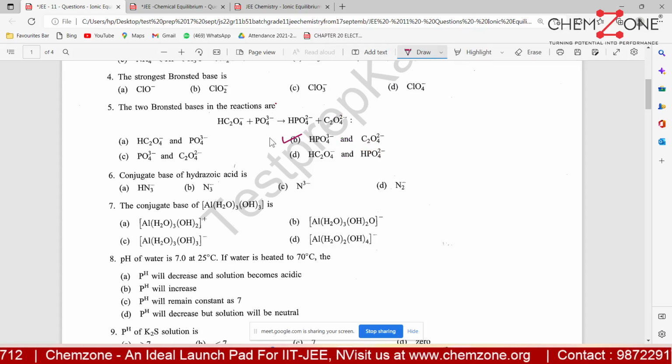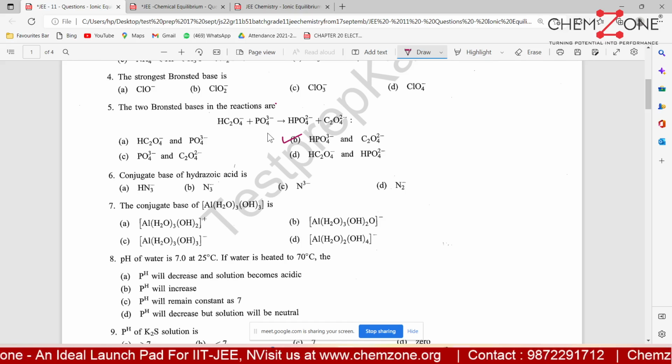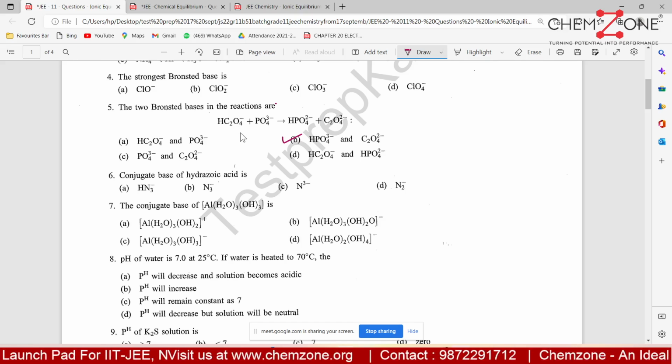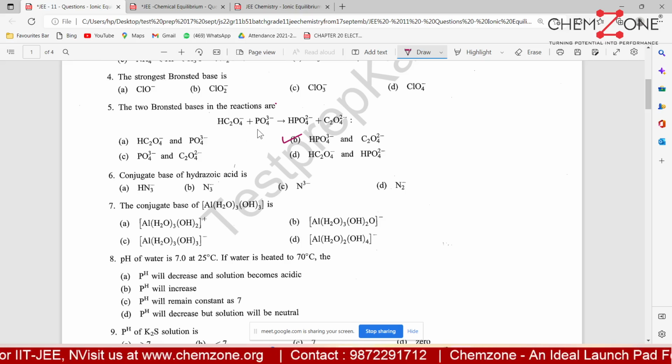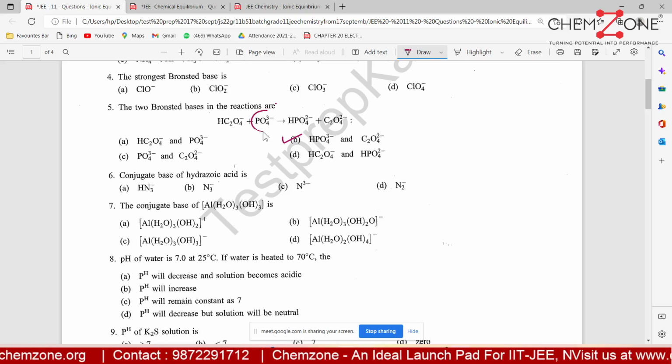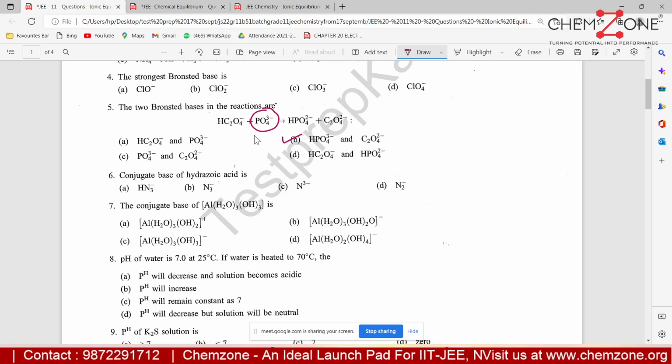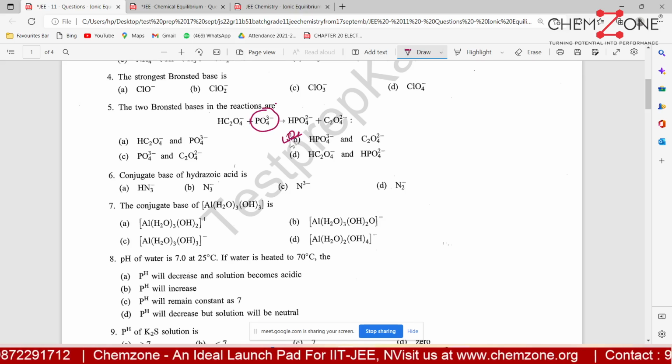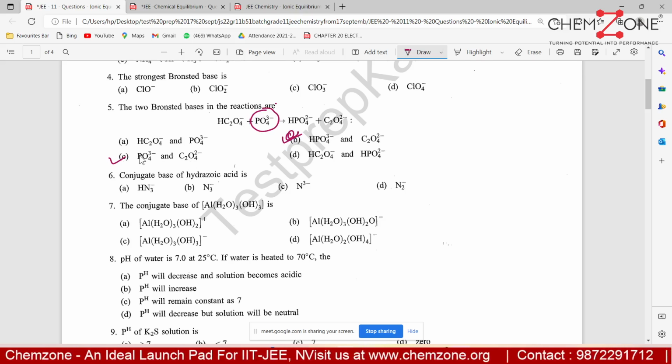No, conjugate bases, na? Bronsted bases. A base is the one which accepts a proton. So PO4 3 minus and C2O4 2 minus. Yes, so that should be C option.